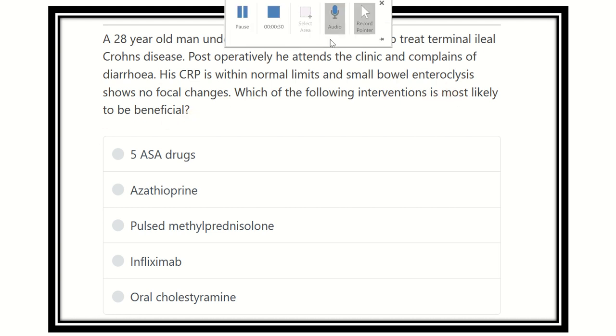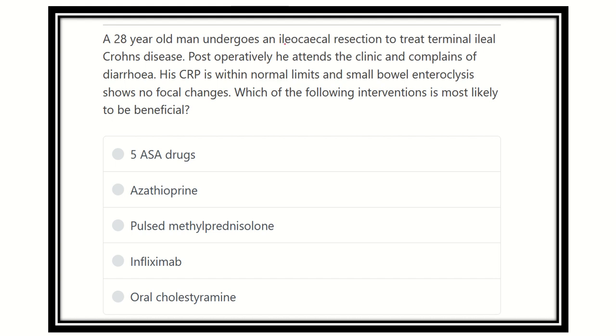So in this question, the patient underwent ileocecal resection for treatment of the Crohn's disease. But postoperatively, he complains of diarrhea, but CRP is within normal limit. CRP within normal limit means there is no activity of the Crohn's disease now. And small bowel enterocytosis. So we have to find out what drug can be given.